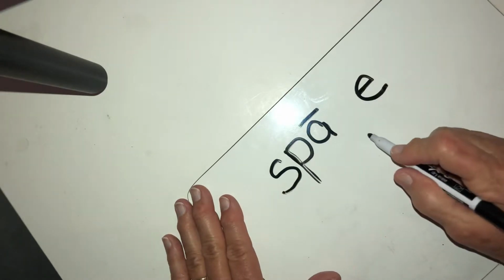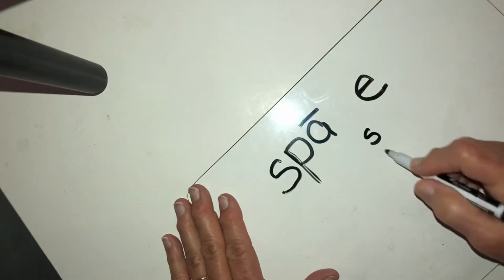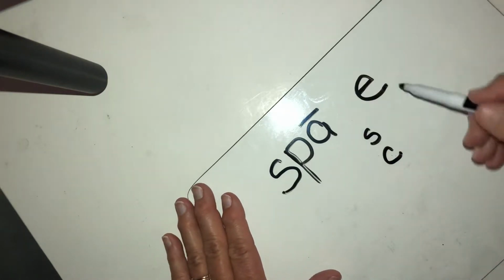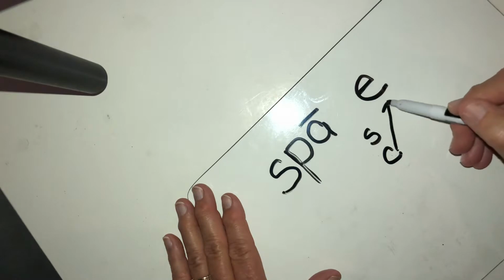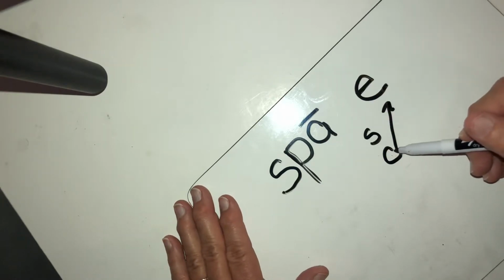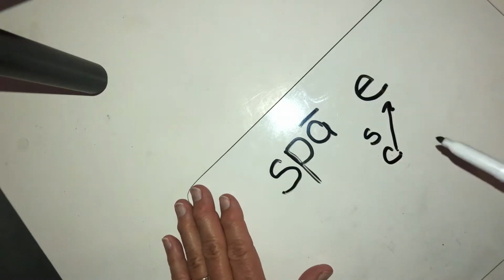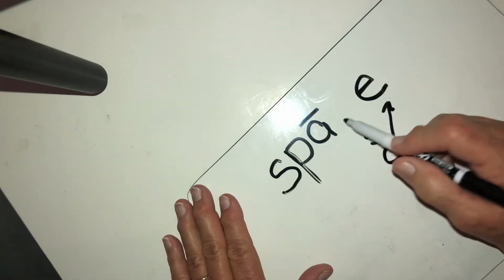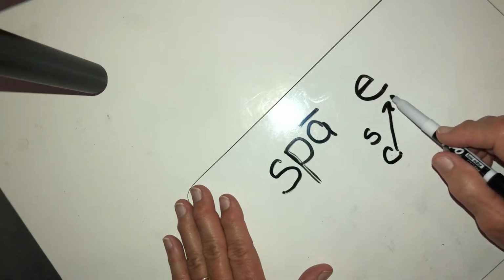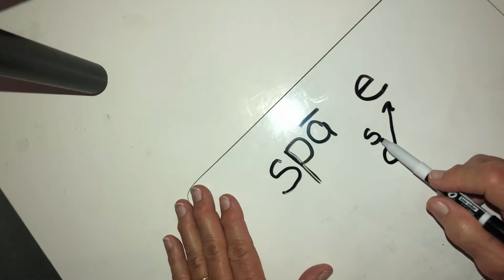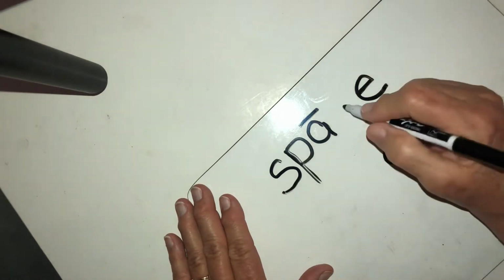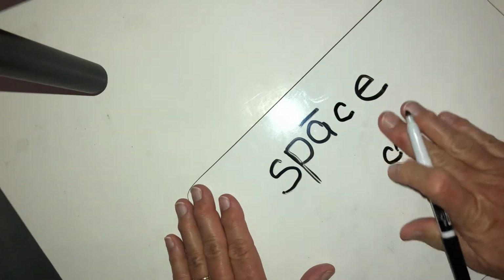Now we have to decide, what are we going to use? Are we going to use the S or are we going to use the C? Well, let's think about this. If C is followed by an E, I, or Y, he says its S sound. If we wrote S here, there would be a vowel, then an S, and then another vowel, and that would mean that S would have to say Z. So we cannot use him. We have to use the C.